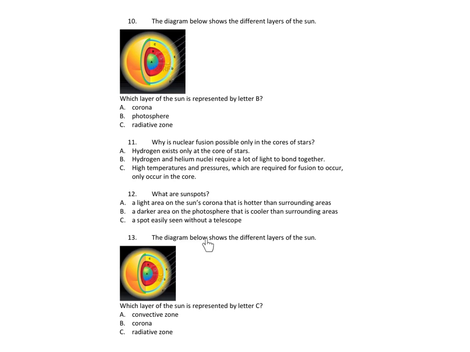Number 13. The diagram below shows the different layers of the Sun. Which layer of the Sun is represented by the letter C? A. Convective zone, B. Corona, C. Radiative zone.